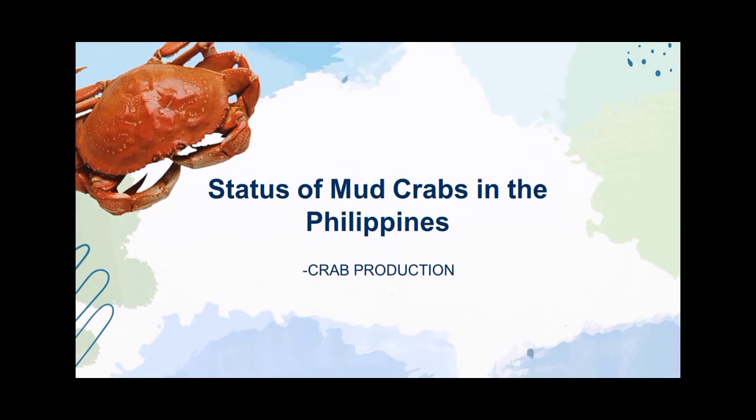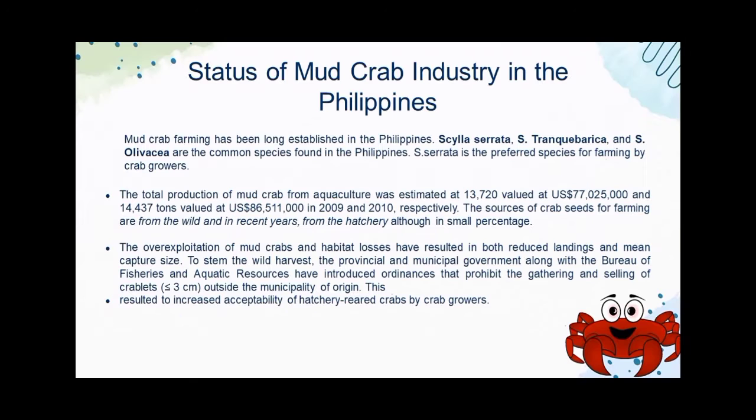Status of mud crab in the Philippines. Mud crab farming has been long established in the Philippines. The serrata, tranquebarica, and olivacea are the common species found here in our country. But the serrata is the preferred species of our crab growers here.